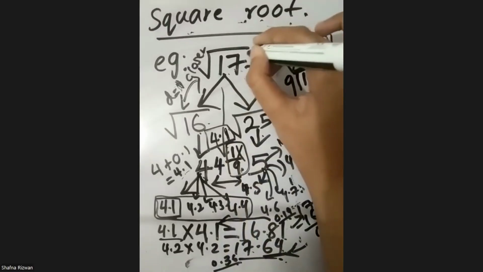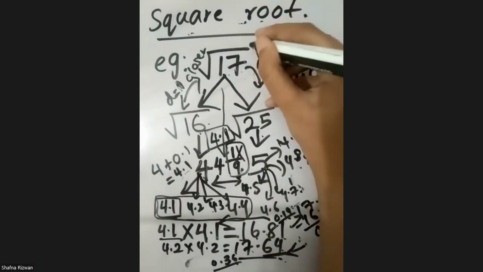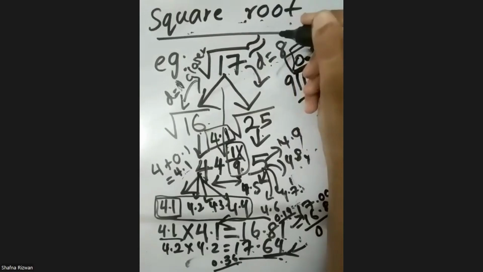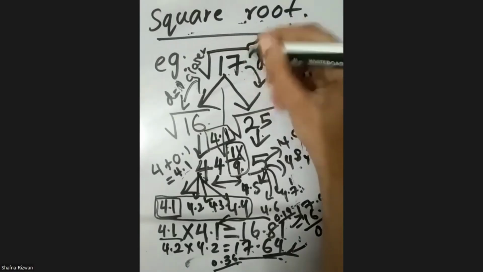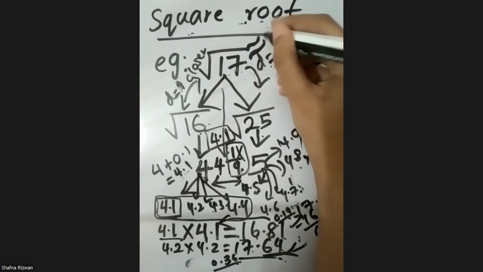So how can you write it? Always remember you have to use this symbol when it comes to the approximation method. The square root of 17 is approximately equal to 4.1.